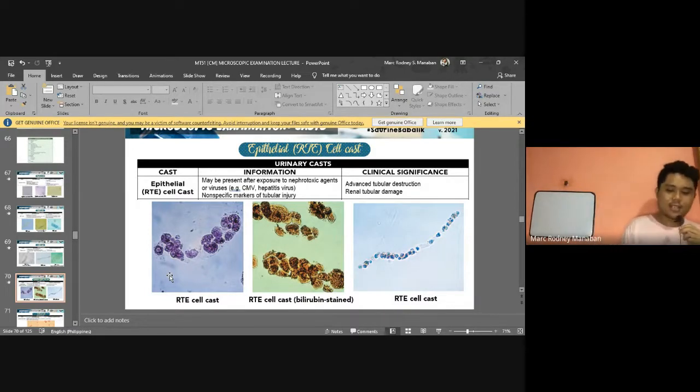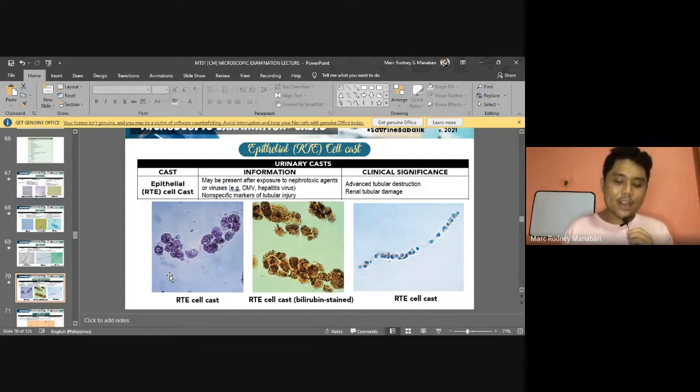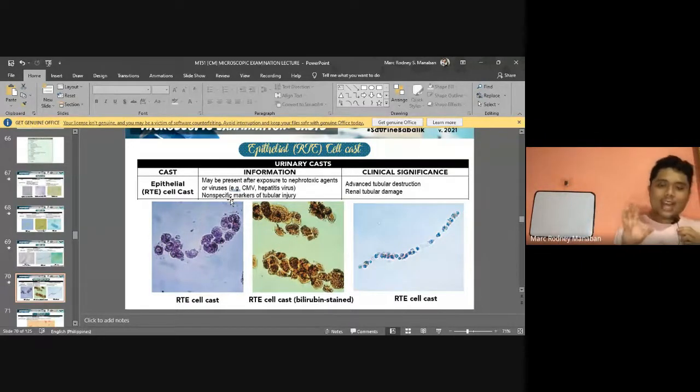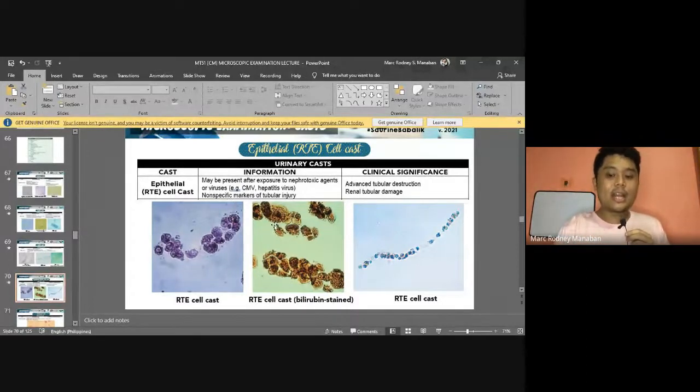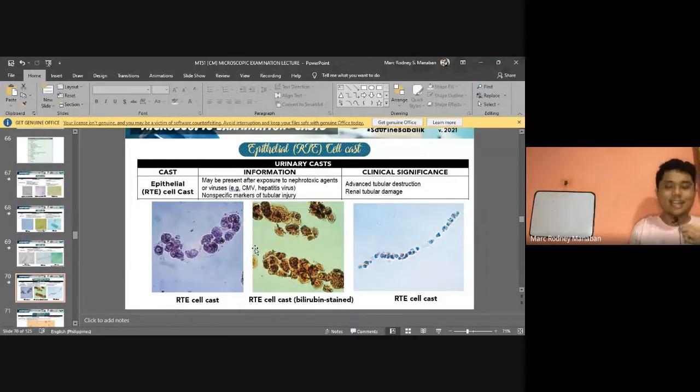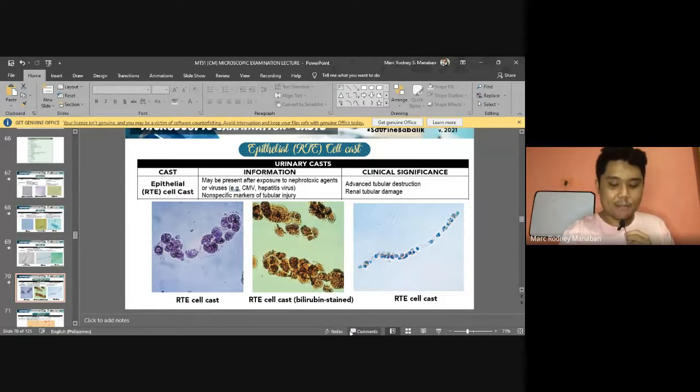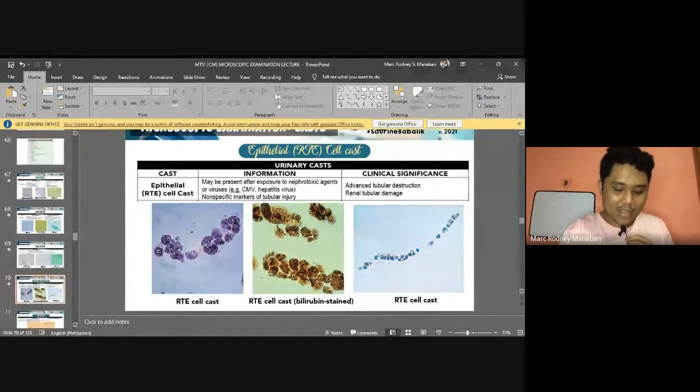All right, so that's for the RTE cell cast. As you can see, the RTE cells can be stained, for example with bilirubin stain. Remember that high concentrations of bilirubin can be filtered by the glomerulus, but some will be reabsorbed by your tubules. So it is possible for RTE cells to be stained by bilirubin, and they can be bile stained. A bilirubin-stained RTE cell cast can acquire different pigments, in this case bilirubin, if its bilirubin content is very high.